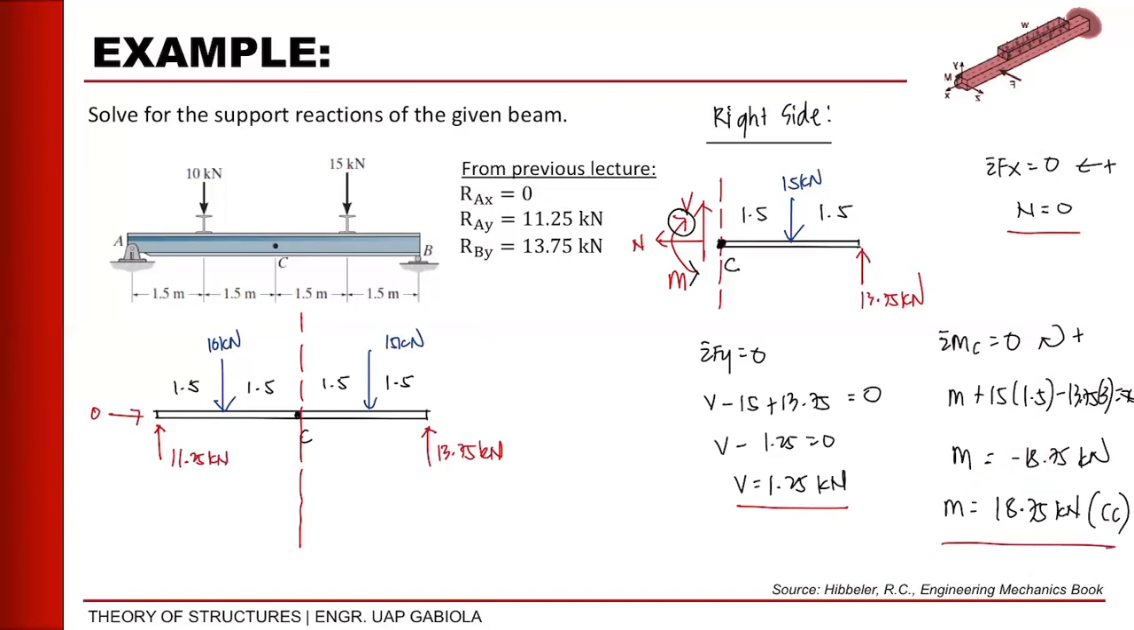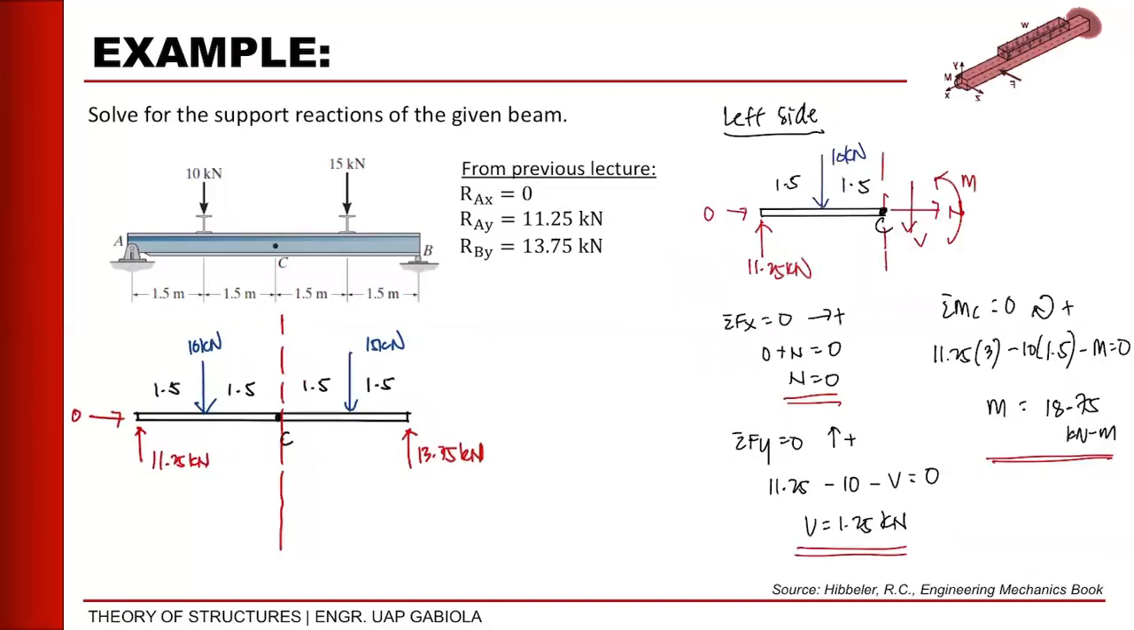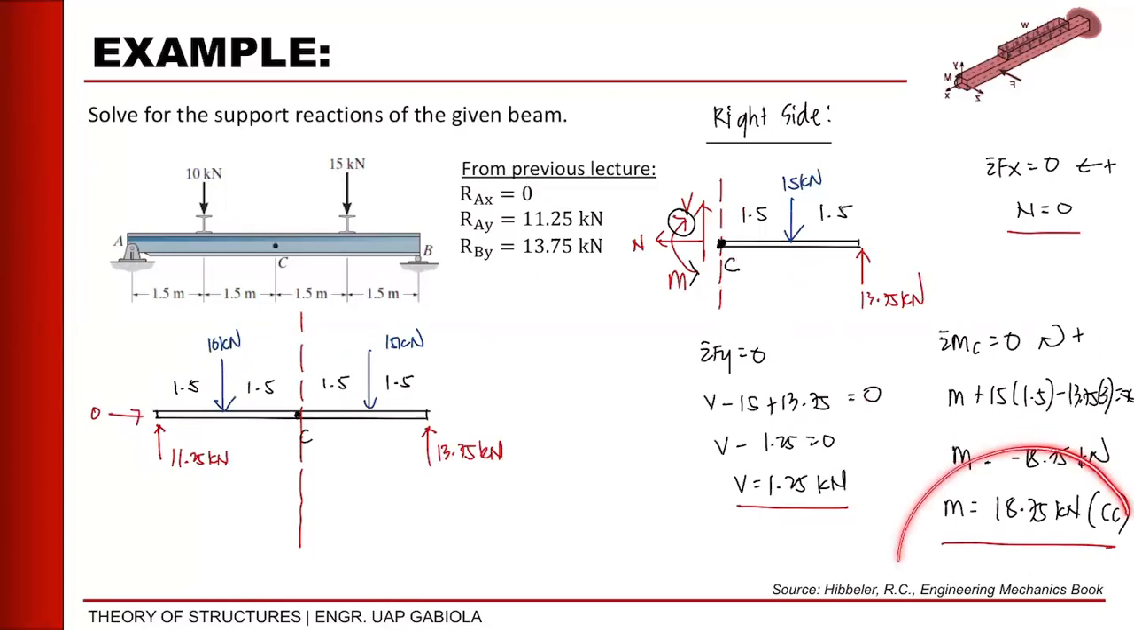Okay? So, to check if that's the same sa previous one, tingnan lang natin. So, we have 0, 1.25, tsaka 18.75. Dito, 0, which is the same. 1.25, the same. And then yung value ng moment is positive 18.75. Kasi yung assumption natin dito is counterclockwise na siya. So, the same siya dito sa assumption natin dito. Okay?